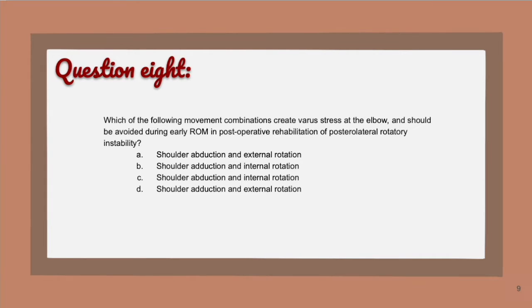Question 8. Which of the following movement combinations create varus stress at the elbow and should be avoided during early range of motion in postoperative rehabilitation of posterolateral rotary instability? A. Shoulder abduction and external rotation. B. Shoulder adduction and internal rotation. C. Shoulder abduction and internal rotation. D. Shoulder adduction and external rotation.